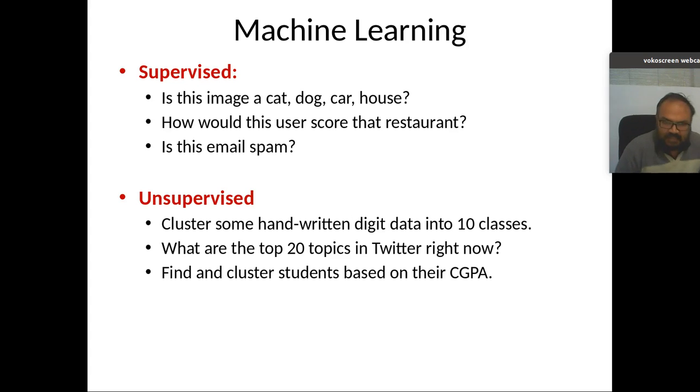In unsupervised learning, we cluster some handwritten digit data into, let's say, 10 classes. So then we can assume that each handwritten digit is one of the numbers from 0 to 9. Or another example could be finding out the top 20 topics in Twitter right now, or clustering students based on their CGPA.